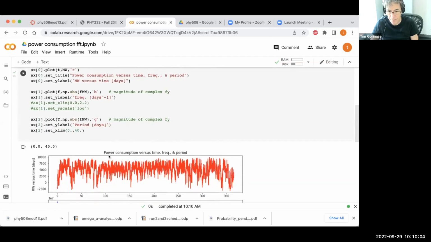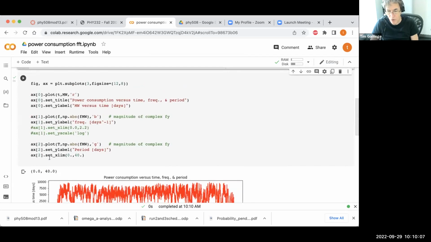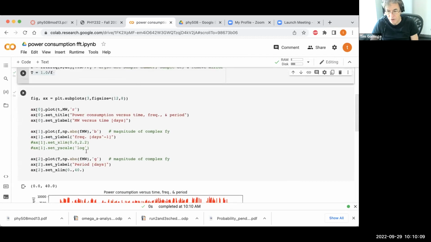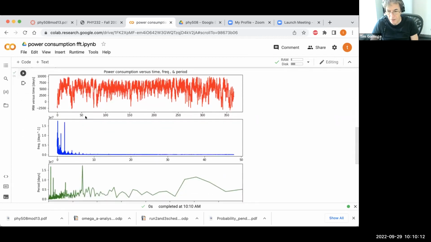And then I've just got some calls to plotting functions to make 3 plots. One plot is the original data in red. So this is the power consumption in 15-minute intervals versus time for the roughly 36,000 data points. The middle plot in blue is the frequency distribution. And so this is what we're going to be examining in detail. And then the lower plot in green, that's the corresponding period distribution.